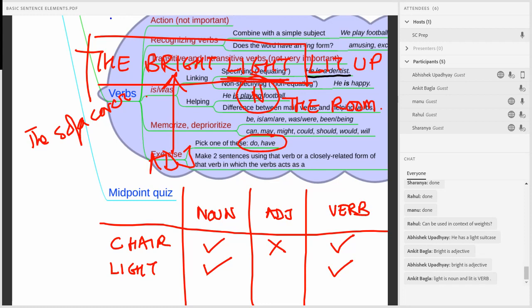Guys, anyone for examples of light as an adjective? I see Abhishek has already given us an example. It is correct. He has a light suitcase. So, light as the opposite of heavy, like light suitcase, light music, or light color. A light color. Color is the noun. So, light is capable of acting as an adjective as well. Perfect. So, we've got the right categorization over here.